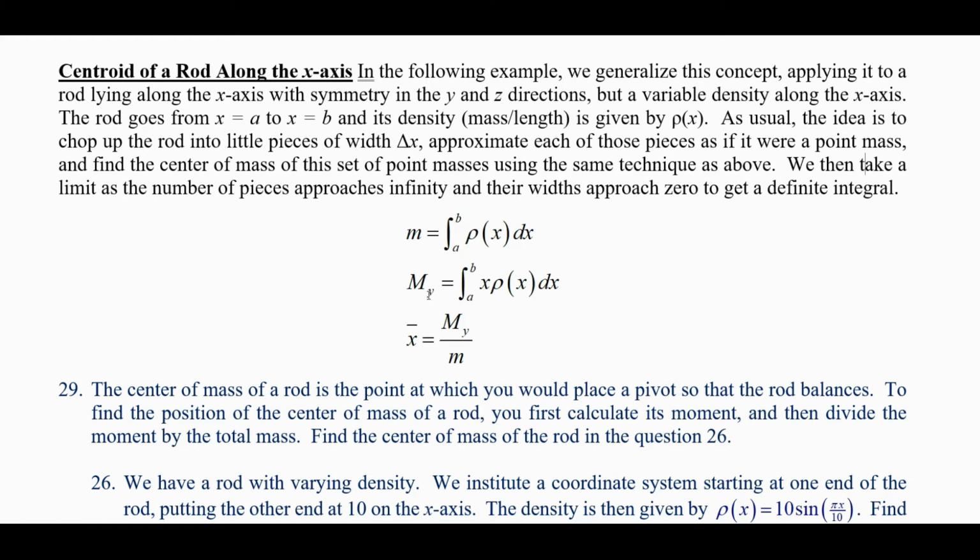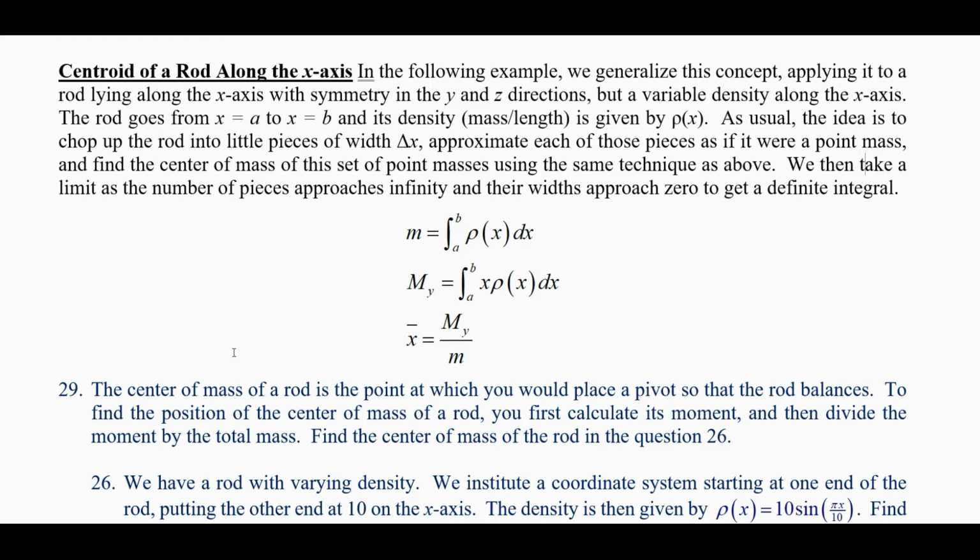The moment about y is the integral from a to b of x times rho of x dx. The x bar is the moment about y divided by the mass. If you remember from probability, this is basically how we found the mean: x times the PDF of x. The total mass, the total probability, is 1, so we're just dividing by 1. So we found x bar, or mu, the mean, to be just x times that probability density.